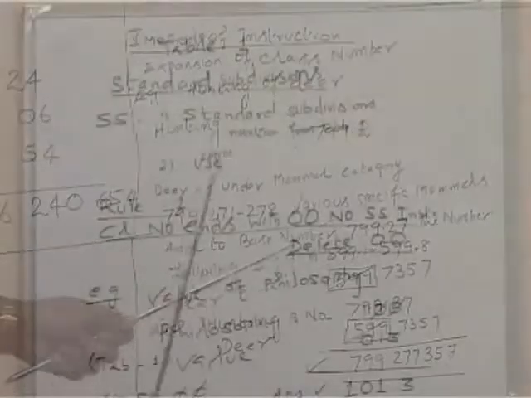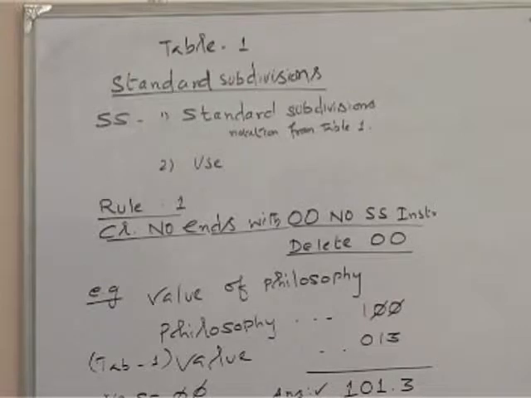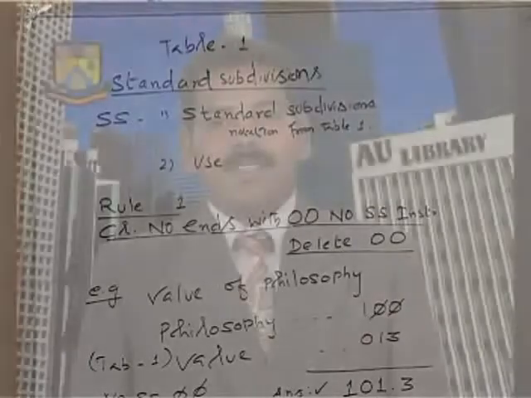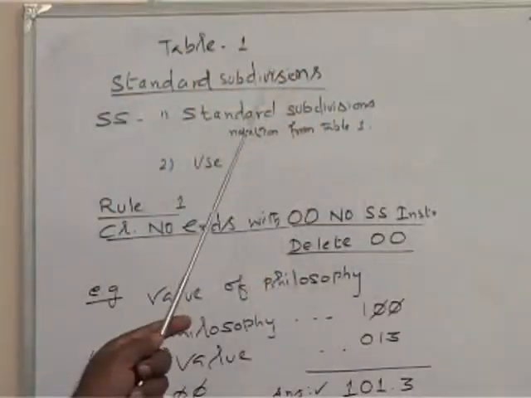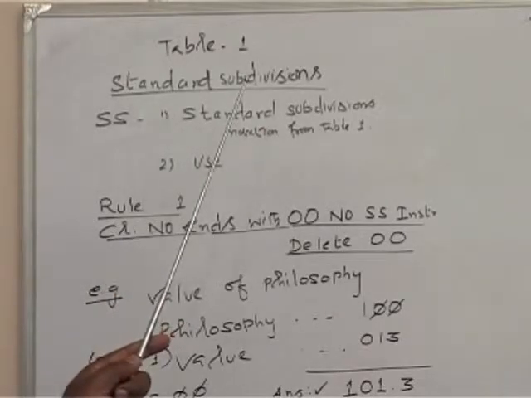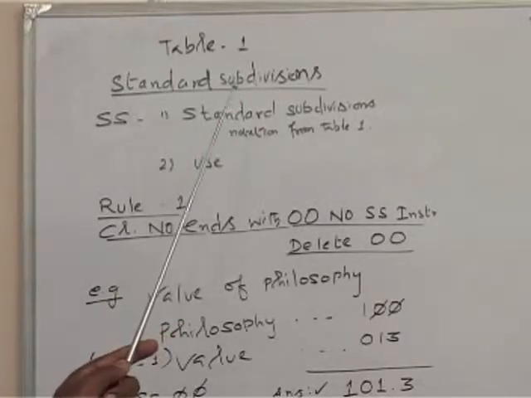So far we have discussed how we can construct the number in schedules, number building methods with the 5 different options. I have given 5 methods. Let us go for the tables. The first table started with the name standard subdivisions. Standard subdivision is nothing but table 1. So how can we construct the number by using table 1? How can we go for table 1 construction?